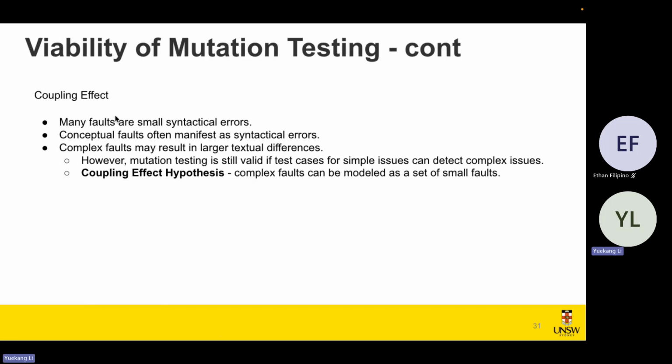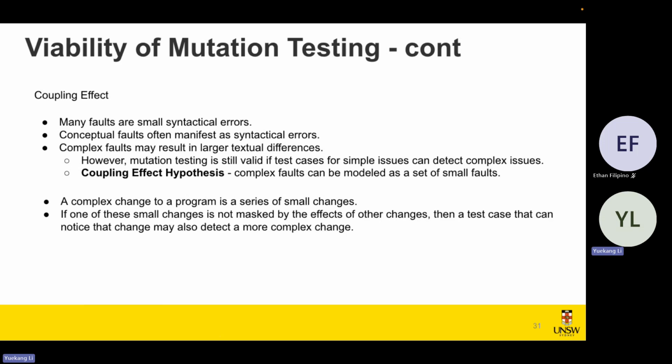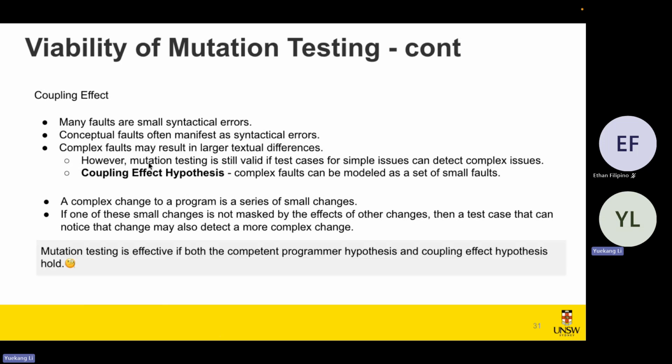And if this coupling effect assumption holds, then we can still think that mutation testing could be applied for that program. So this is basically the coupling effect. So if both the competent programmer hypothesis and the coupling effect hypothesis hold, then we can consider mutation testing effective on this type of target.